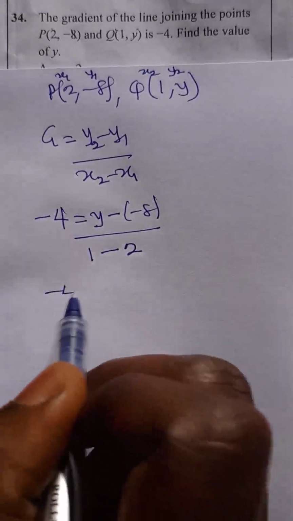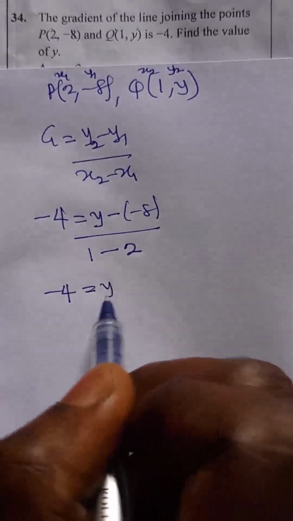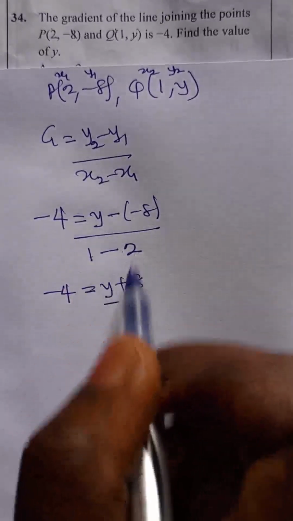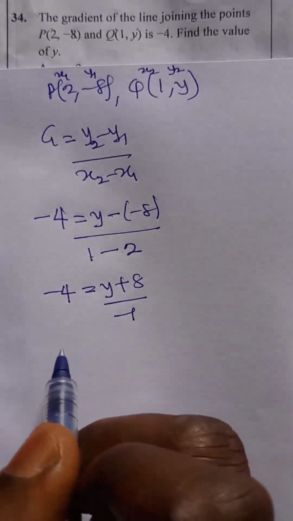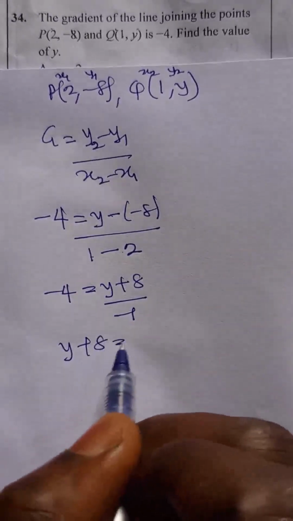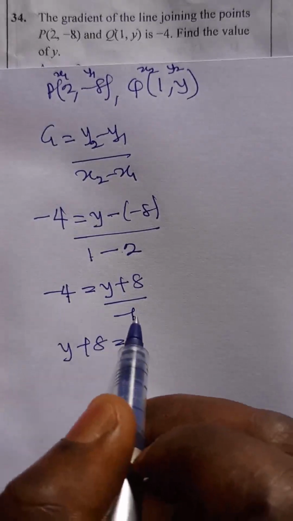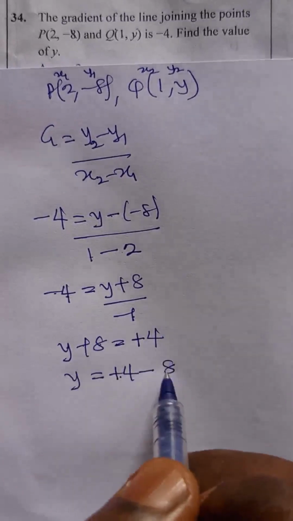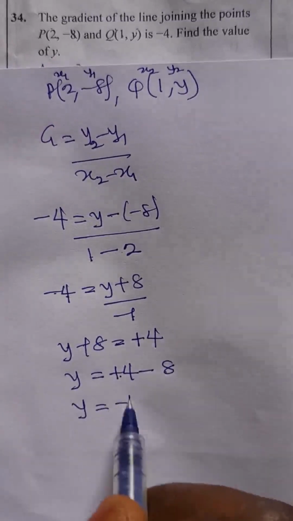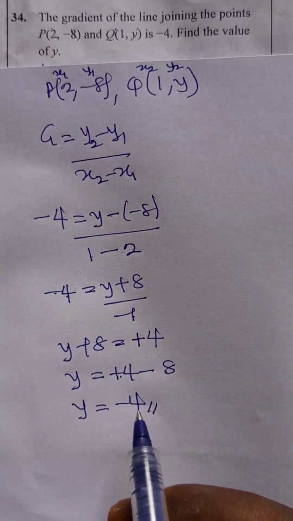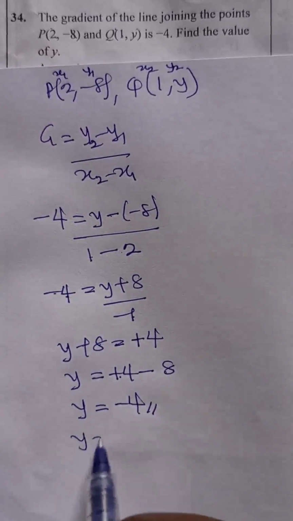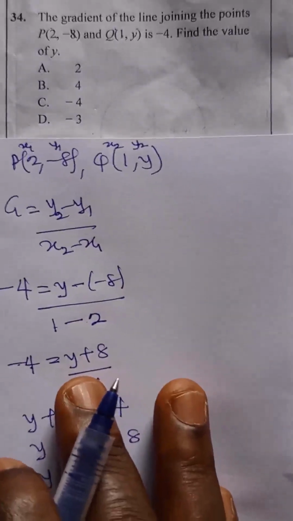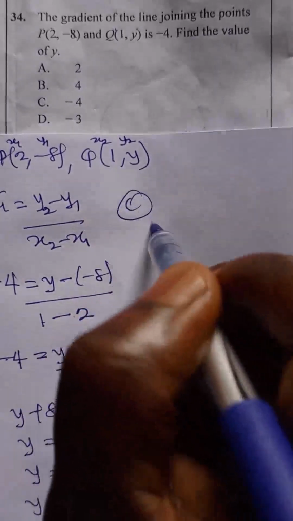So this is minus 4 is equal to y plus 8, because minus times minus will give us plus, divided by 1 minus 2 will give us minus 1. When you cross multiply, you are going to have y plus 8 is equal to minus 4 times minus 1. And we are going to have y is equal to plus 4 minus 8. This is going to give us minus 4. So the value of y is equal to minus 4. That is the final answer. And for question number 34, the final answer is minus 4, which is option C.